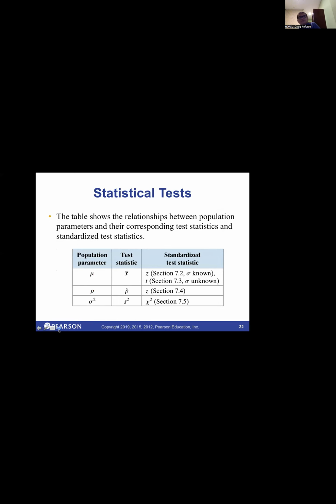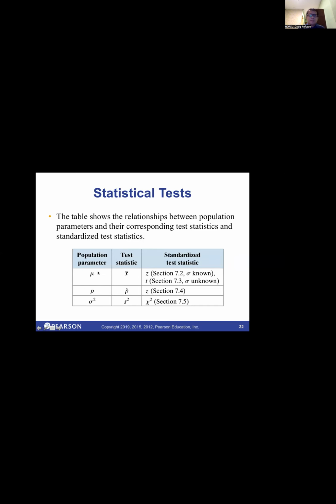So we look at the common symbols. The population parameter is used if you collect the data from the entire population. The test statistic is used if you collect the data from the sample. If you do a census, you use the population parameter. If you do a survey, you collect the data from the sample, then you use the test statistic.